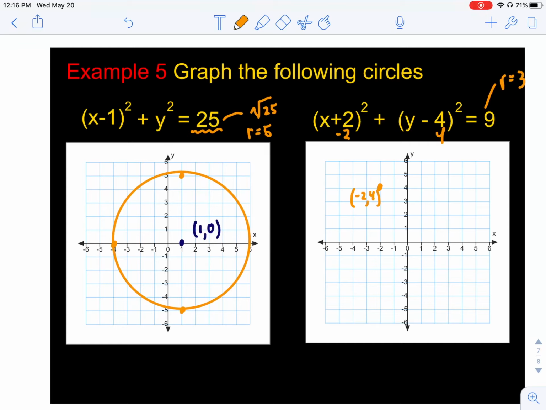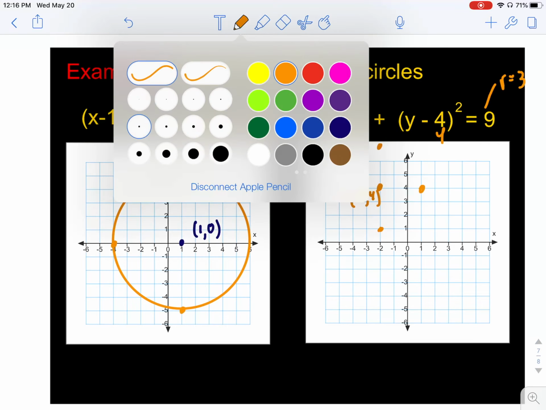All right, so radius of 3. So now we've got a radius of 3. That's going to go over to there. It's going to go up to there, there. And then I'm just going to sketch in a circle here.